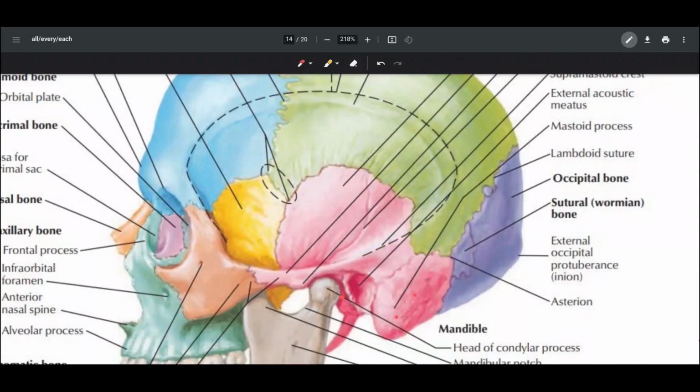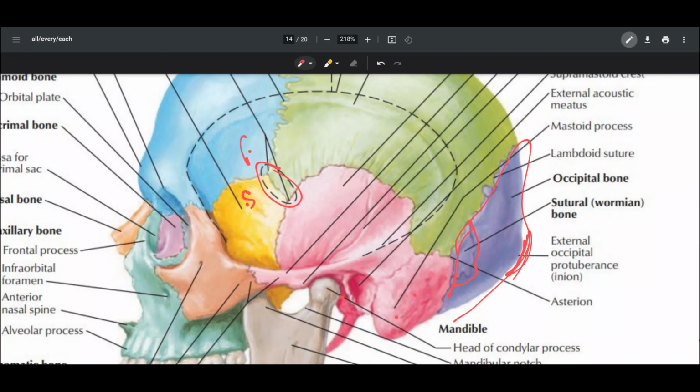Let's now come to the occipital bone. This purple bone is the occipital bone. Sutural Wormian bones are there, and nothing much is here. This protuberance is called the external occipital protuberance.